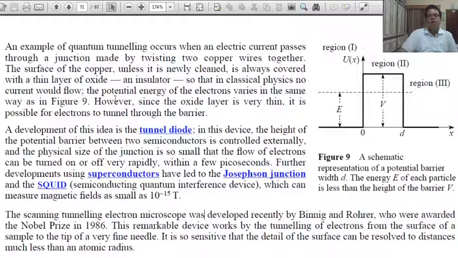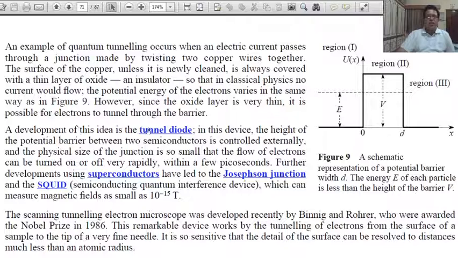Okay, and now different examples are also given. Quantum tunneling occurs when electric current passes through a junction made by twisting two copper wires together. The surface of the copper, unless it is newly cleaned, is always covered with a thin layer of oxide, an insulator, so that in classical physics no current flows. The potential energy of the electron varies in the same way as in figure 9. However, since the oxide layer is very thin, it is possible for electrons to tunnel through it.